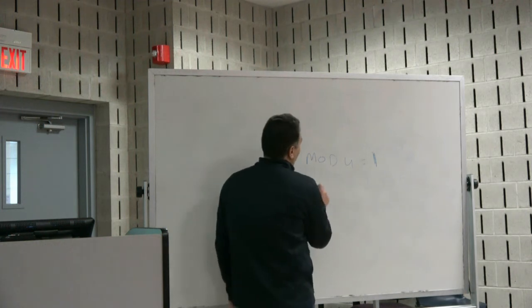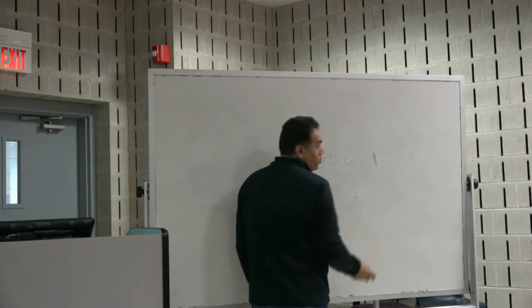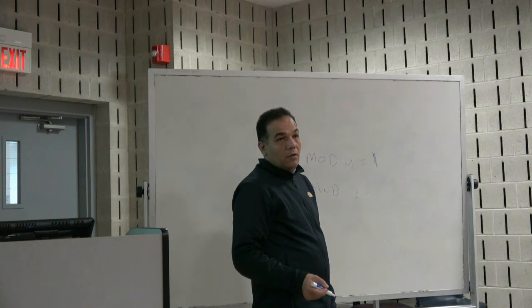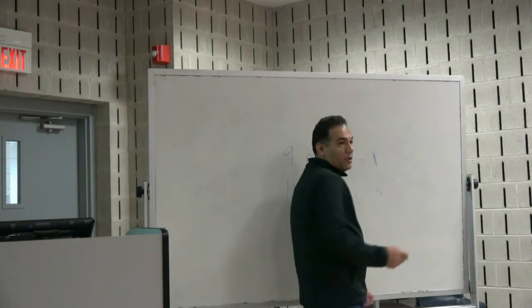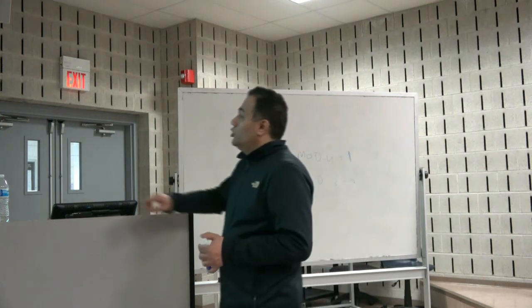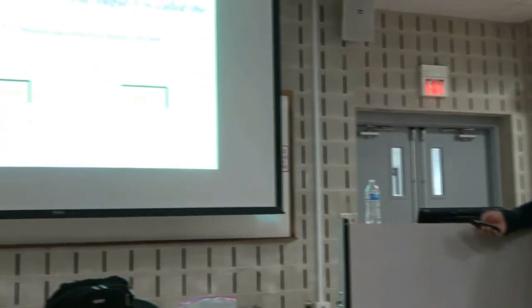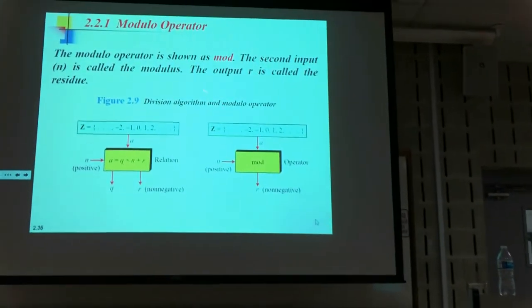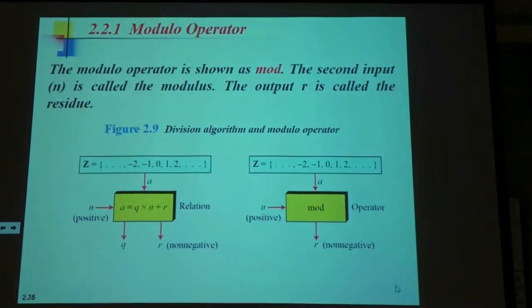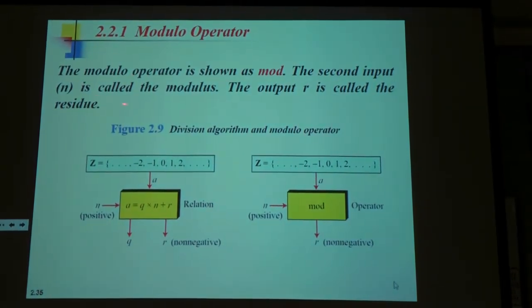So 11 mod 3 equals how much? 2, right? Okay, and so on and so forth. So in modular arithmetic, we don't care about the division, we care about the modular operation, the remainder. So in a modular operation, the operator is shown as mod. The second input is called the modulus, and the output r is called the residue, modulus and residue.